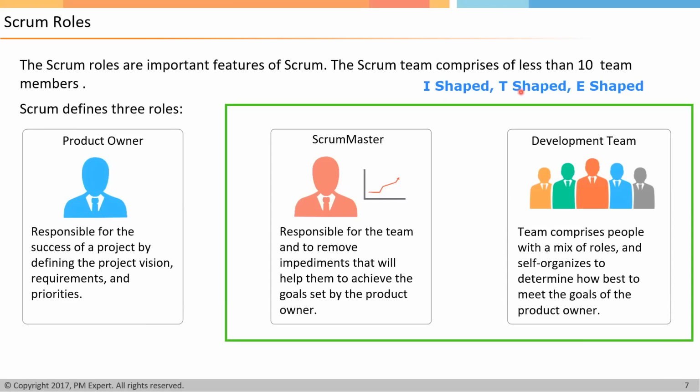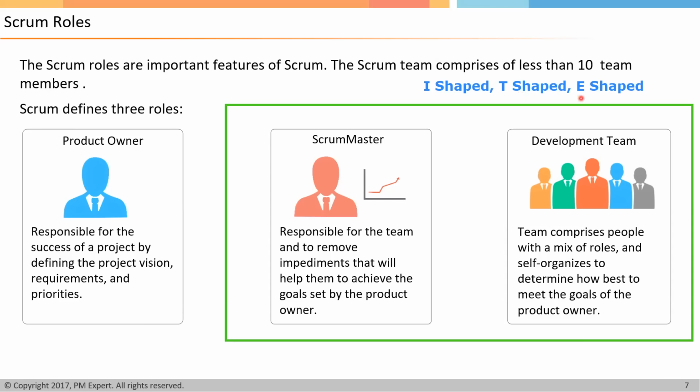Now, T-shaped people are like generalizing specialists. People who are very strong in one area, but can work in other areas in a decently good manner. For example, Vivek is an excellent Java developer, but if required, he can work as a business analyst also. He can work as a tester also, he can work in .NET also. These are T-shaped people, who are like generalizing specialists.